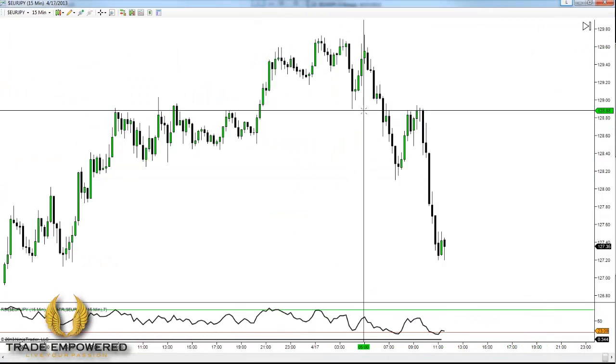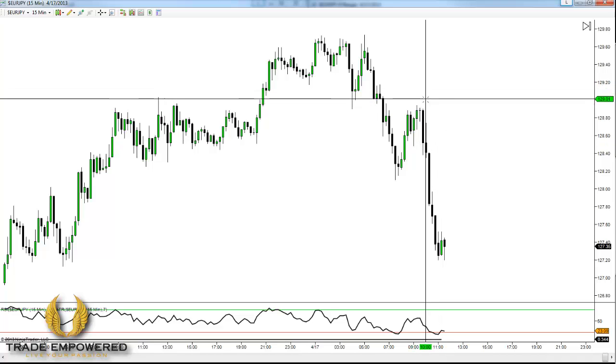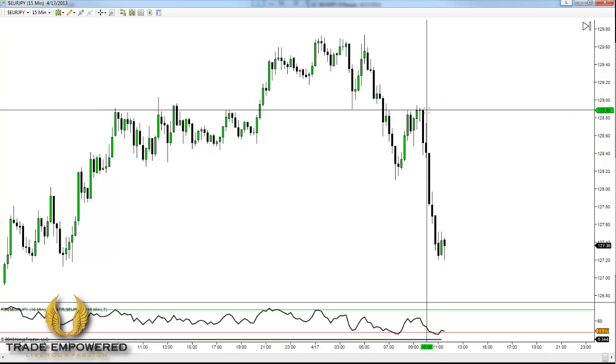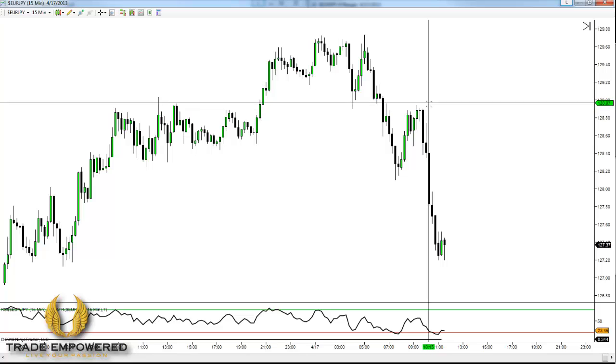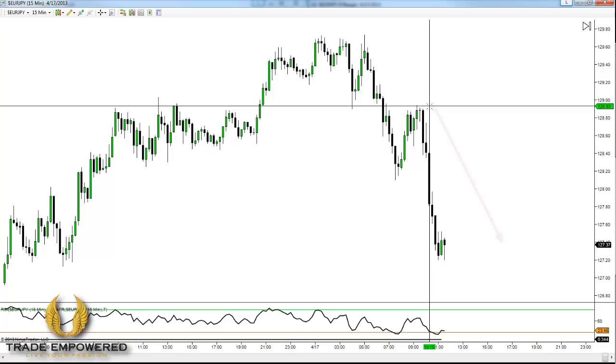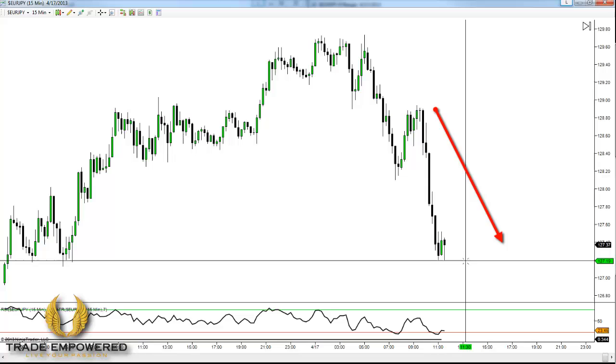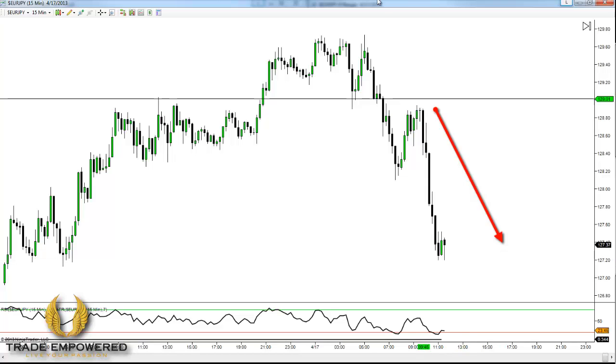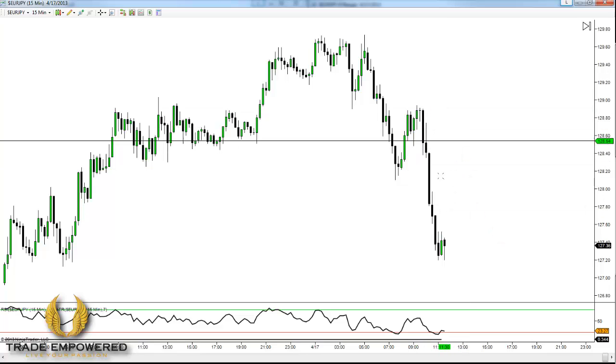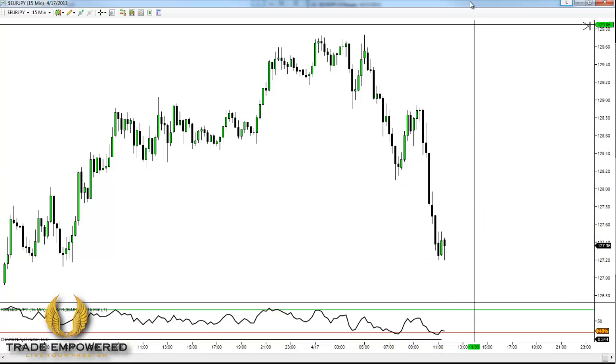If you were anywhere in the markets this morning, then you probably saw this drop. Same thing happened on Eurodollar. We went from about 28.93 all the way down to about 27.19 in today's day trading session. And I want to show you how we actually captured the majority of this move.